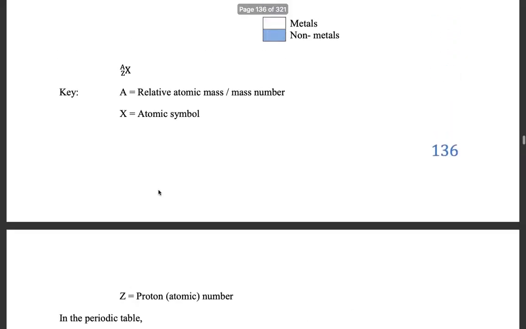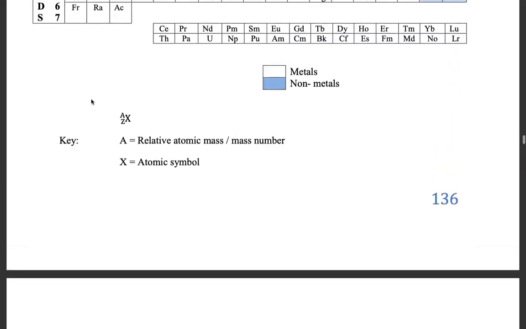It's the same thing that I was talking about here. I've already explained that when you have this, the A represents the relative atomic mass or the atomic number, and then the X represents, or the A here represents, then they switched this one. What we have here is the atomic number. Let me just show you something.